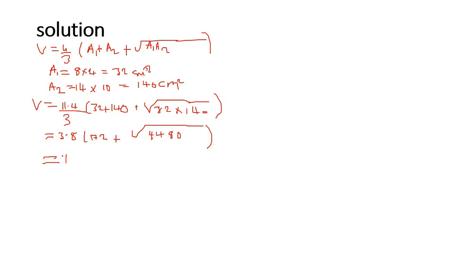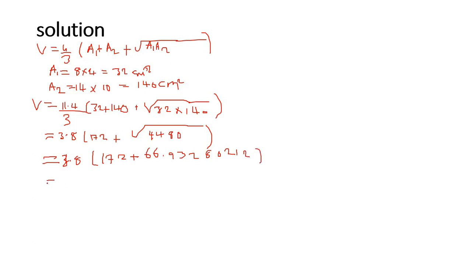You remember BODMAS, it's brackets first, so 3.8. Let's finish with the brackets. This is 172 plus, then we evaluate the square root of 4480, which is about 66.9328. You write everything, no premature rounding off. Then you close the brackets.